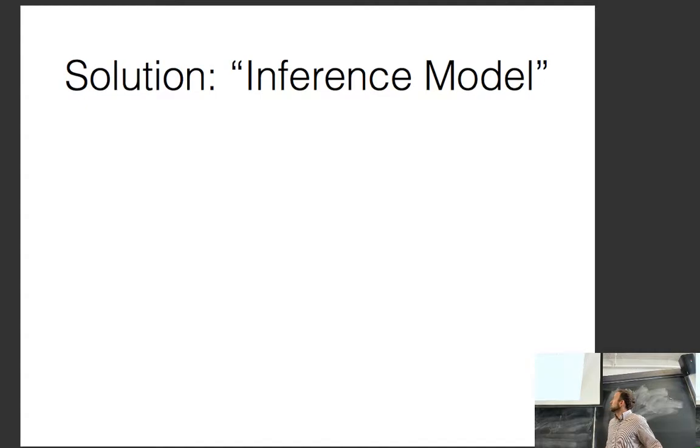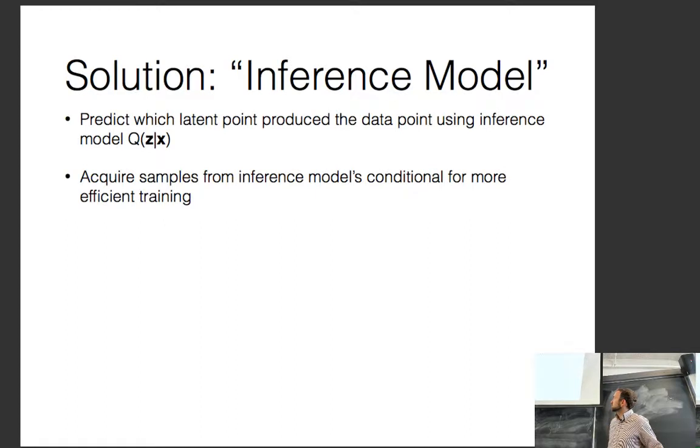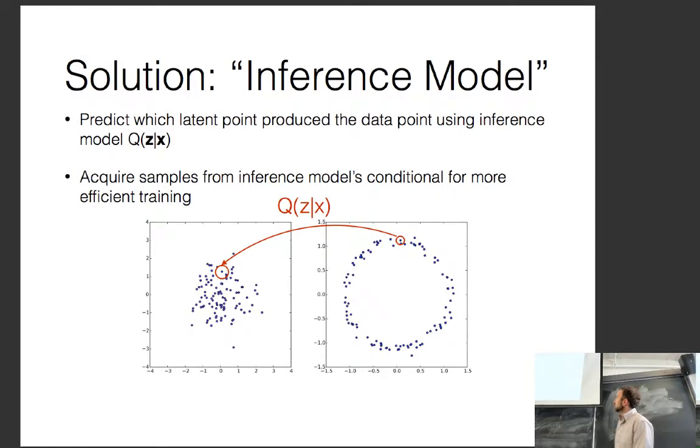Okay. So the solution here is the inference model. And the idea is we want to predict which latent point produced this data point. And we create this inference model q of z given x. And then we acquire samples from the inference model, this conditional probability, for more efficient training. So basically, we take in this original x, and we predict the latent variable z. And this is necessary for learning just about any latent variable model with a neural network.